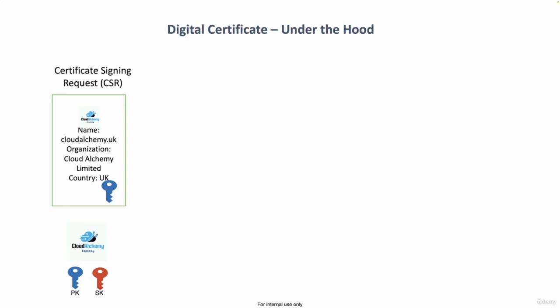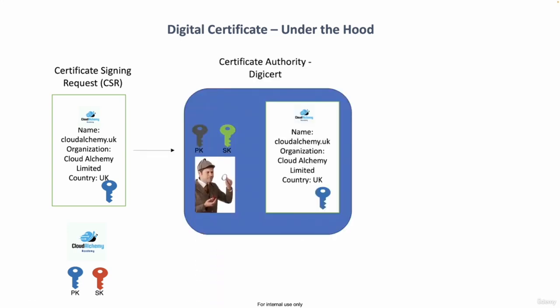A CSR, as I told you, will have two things. It will always have my identity and it will have my public key, right? So the public key would be embedded in my CSR. In terms of identity, as I said, it will be all the details. What is my website URL? What is the domain? Where am I registered? All this stuff. So if you see, name is cloudalchemy.uk, organization, let's say Cloud Alchemy Limited, and the country is UK, right? Now, this CSR has to go to a certificate authority, something like a DigiCert, right?